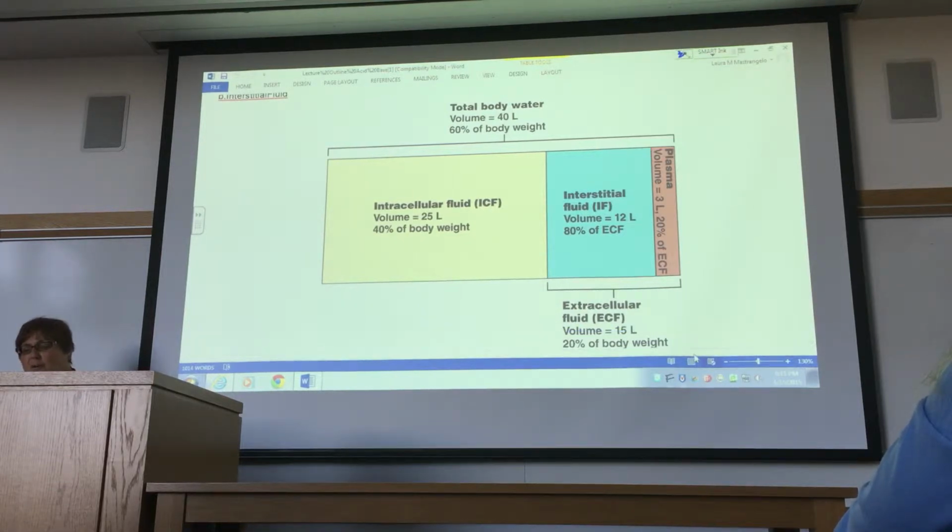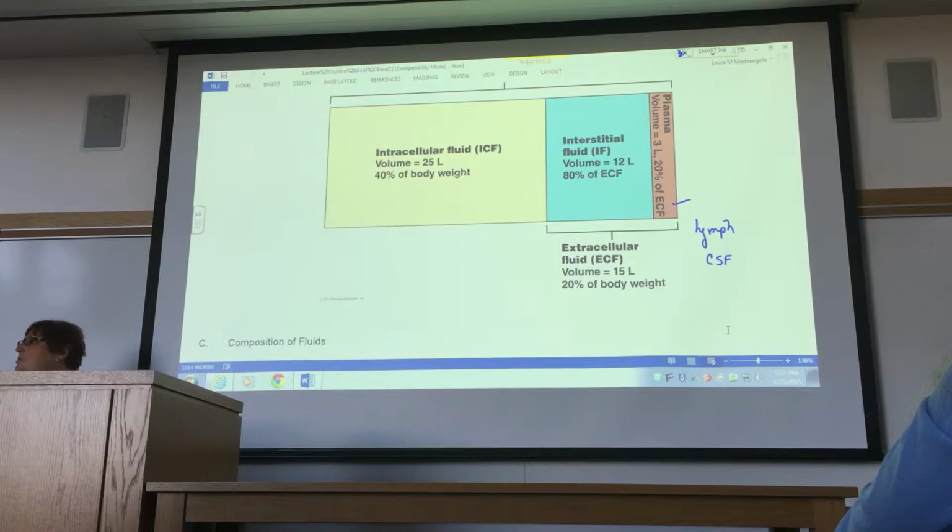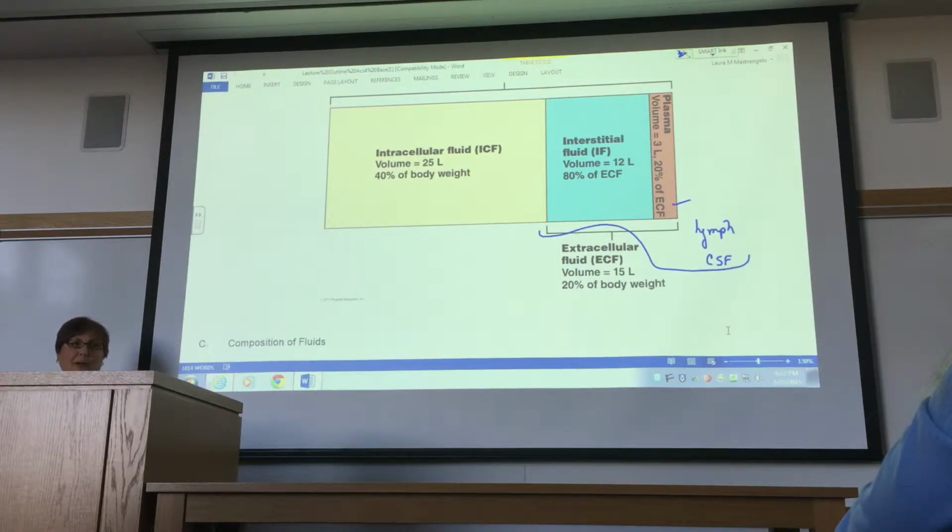Anyway, so extracellular fluid, right? That's anything outside of the cells. Interstitial fluid is what we call the fluid that bathes cells. But also we've got plasma, right? Inside blood vessels, that's water. And what this picture is not including would be the lymph, cerebral spinal fluid. This is all fluid that's outside of your cells, right? All of this would be in the extracellular compartment.